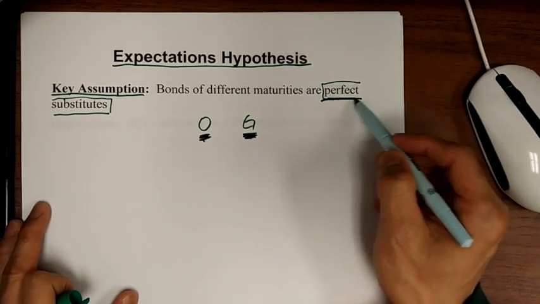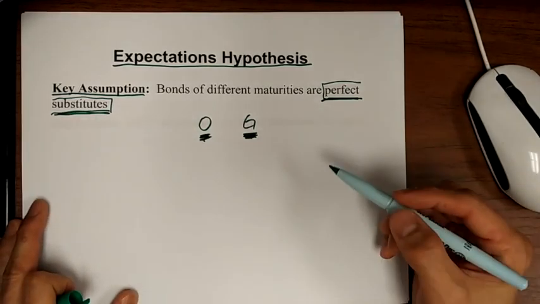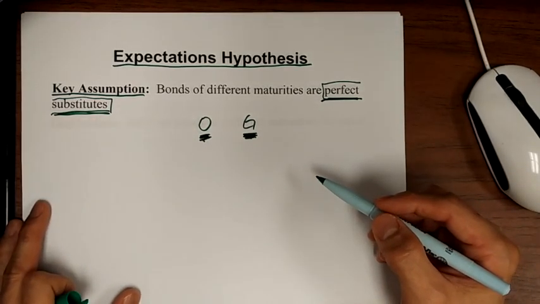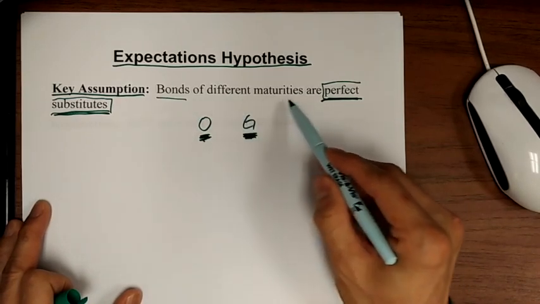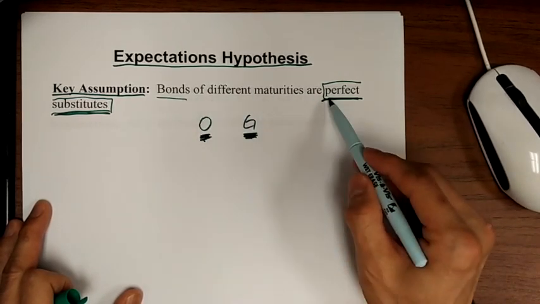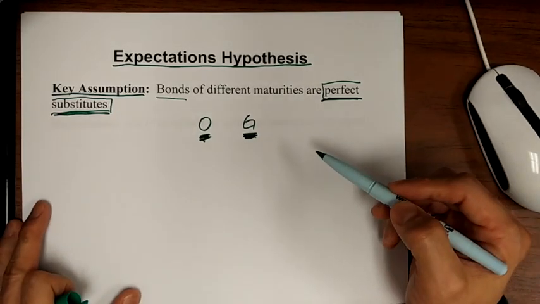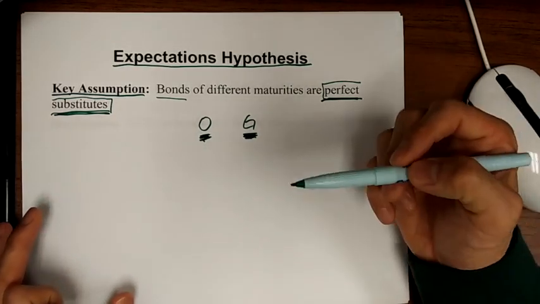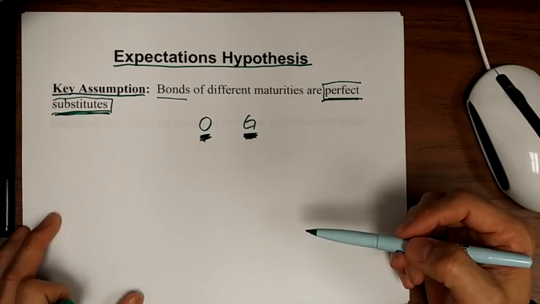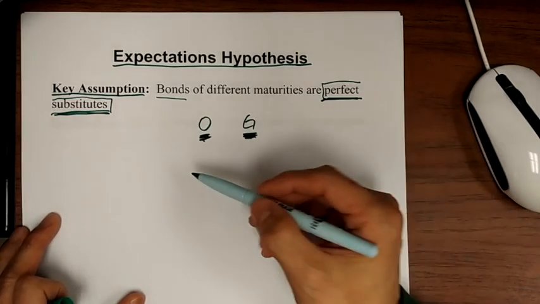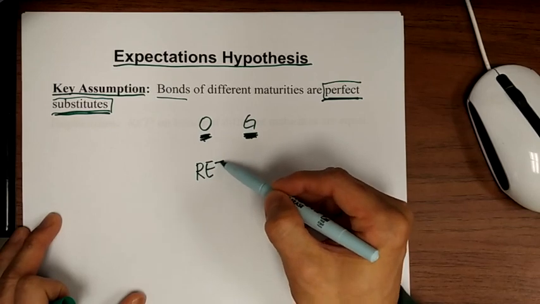That's the definition of perfect substitutes. Now, what does it mean by saying bonds of different maturities, different bonds, are perfect substitutes? Well, what's the purpose for you to buy bonds? The answer is you buy bonds because you want to earn return.